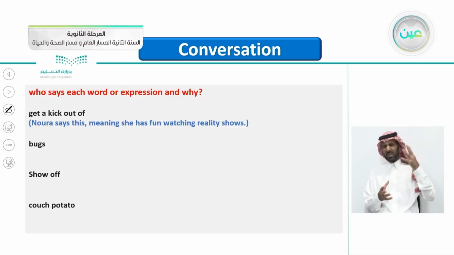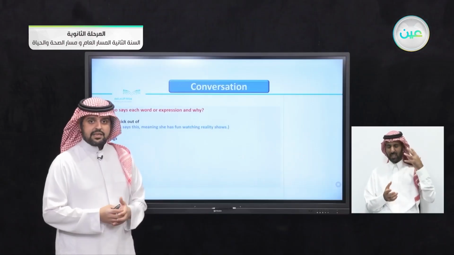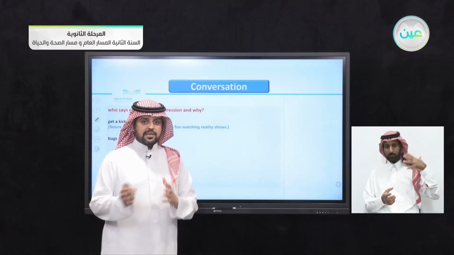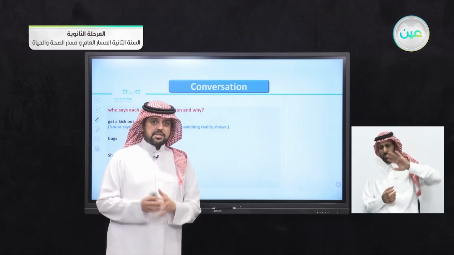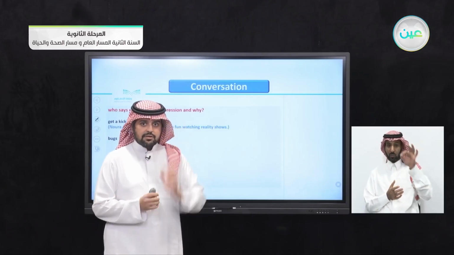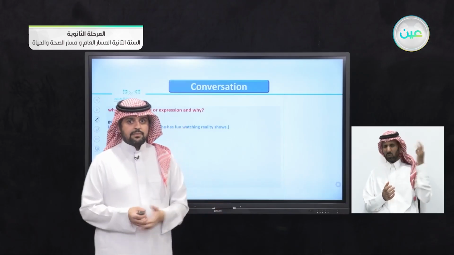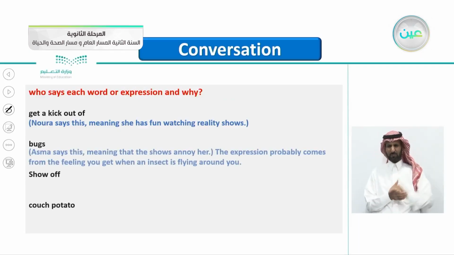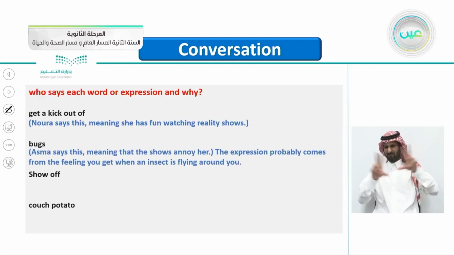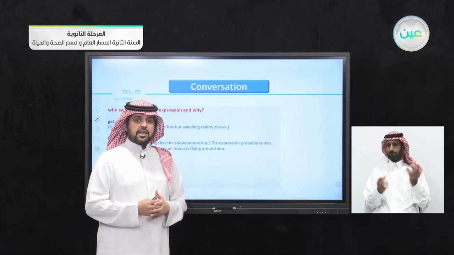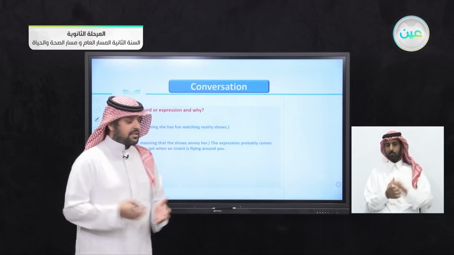Bugs. When you say something is bugging me, something bugs me, is it related to bugs, the small insects, or not? Okay. Asma says this. So Asma says it bugs me, meaning that the show annoys her. When you say something is bugging you, it means it's annoying to you, something that annoys you.